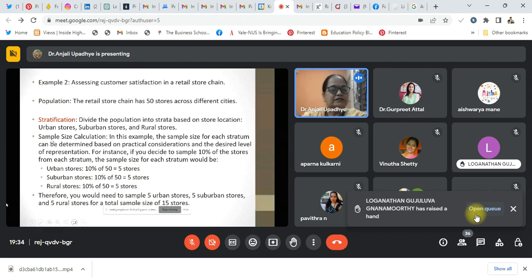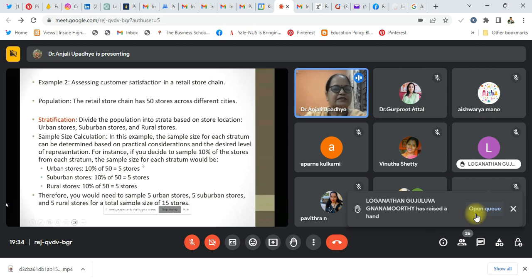Now the sample size calculation. In this example, the sample size of each stratum can be determined based on practical considerations and the desired level of representation. For instance, a sample of 10% of the stores from each stratum.